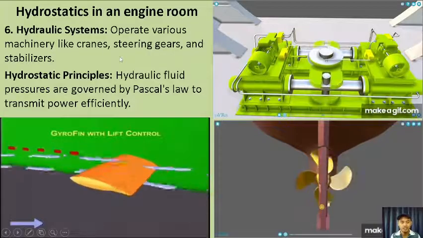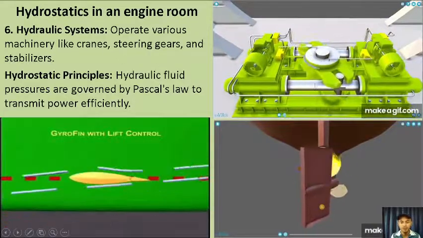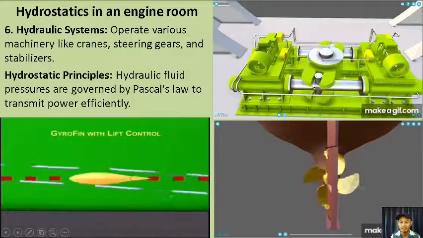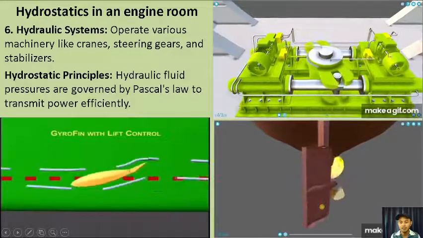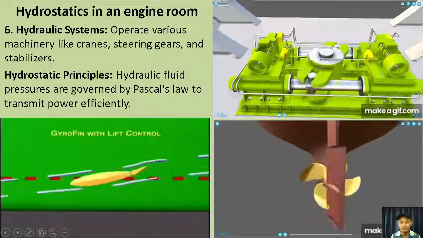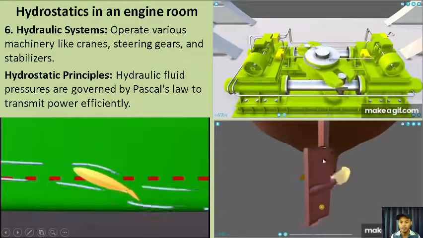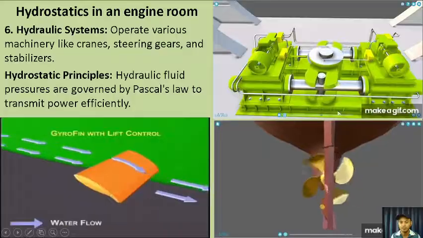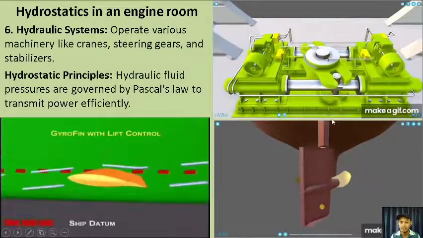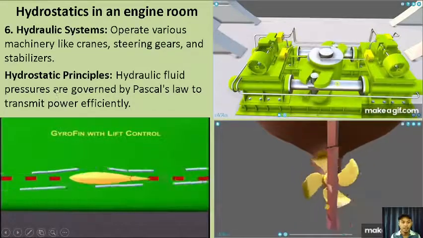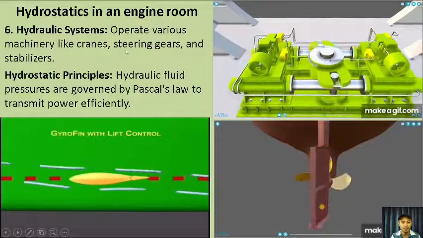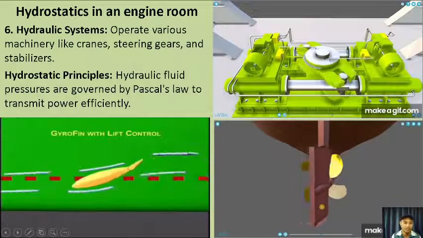Okay, next, hydraulic system. Another example of a hydraulic system, we have here a steering gear. So this steering gear is using a hydraulic system. So ito, hydraulic pump natin with motor, para ma-move natin yung rudder left and right. Ito yung connection niya sa ilalim, so medyo hindi yan konektado. Nilagay ko lang.